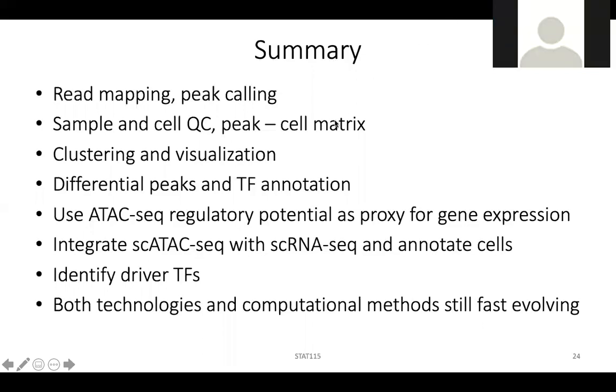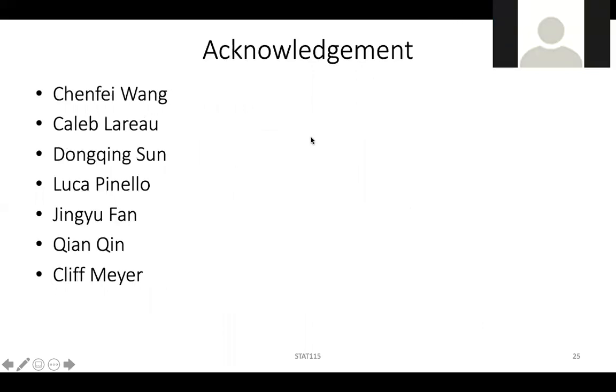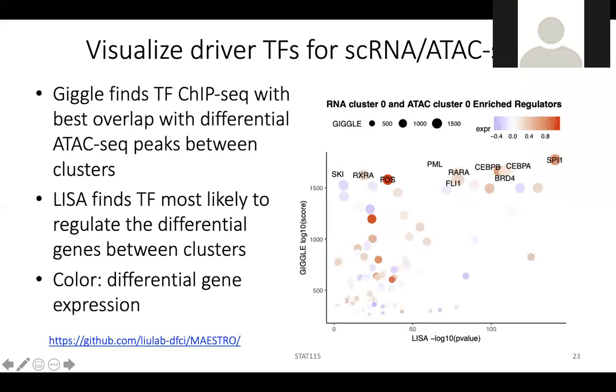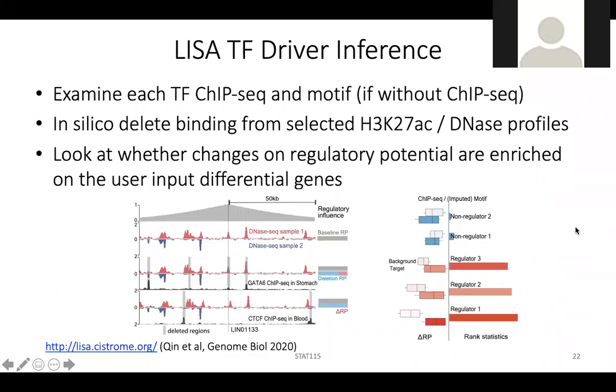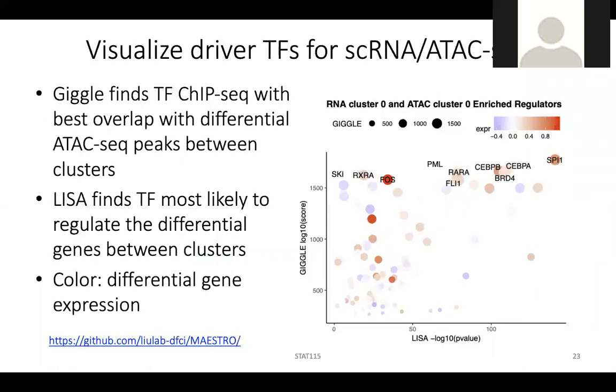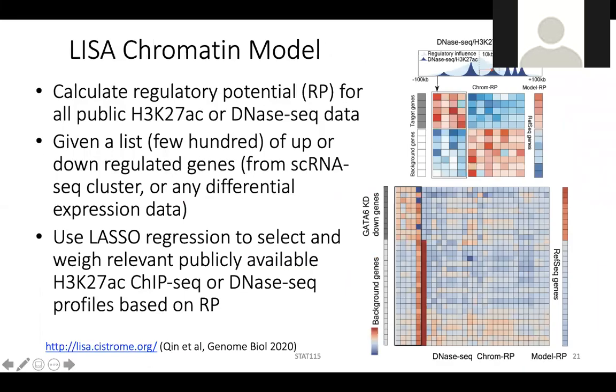Sorry, one question. Oh, sure. Okay, can you explain again, for ELISA, what do you mean by weighting and selecting publicly available DNase or H3K27ac ChIP-seq data?